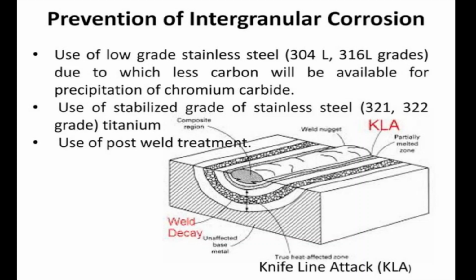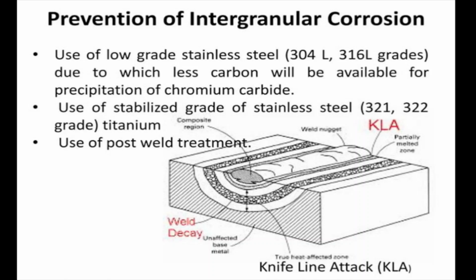So how to prevent intergranular corrosion? In the figure you can see that there are several layers around the weld nugget or weld bead. We know that around that there is a region which is called the HAZ or heat affected zone. Around that weld nugget there is weld decay, and in the vicinity of the weld nugget is the partially melted zone, then the composite region is at the center, and definitely the true heat affected zone, which is also mentioned in the figure. The unaffected zone is around that heat affected region.